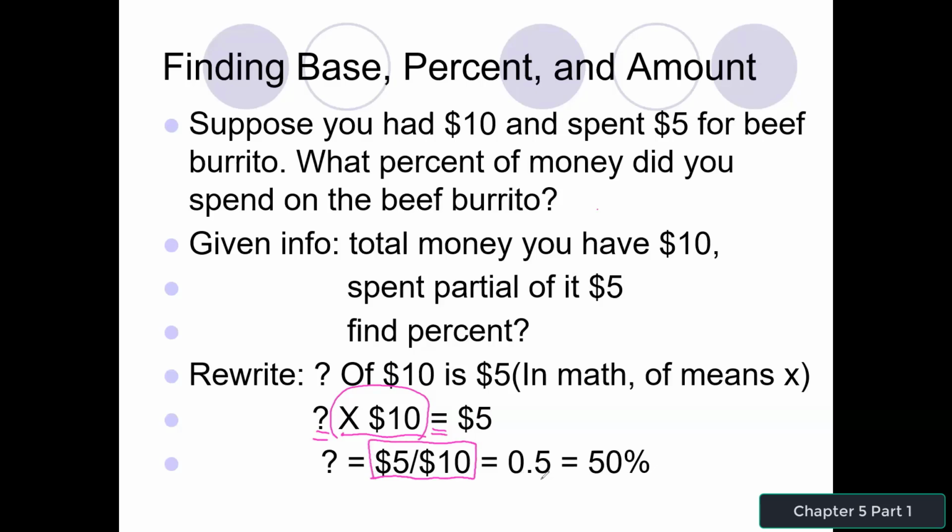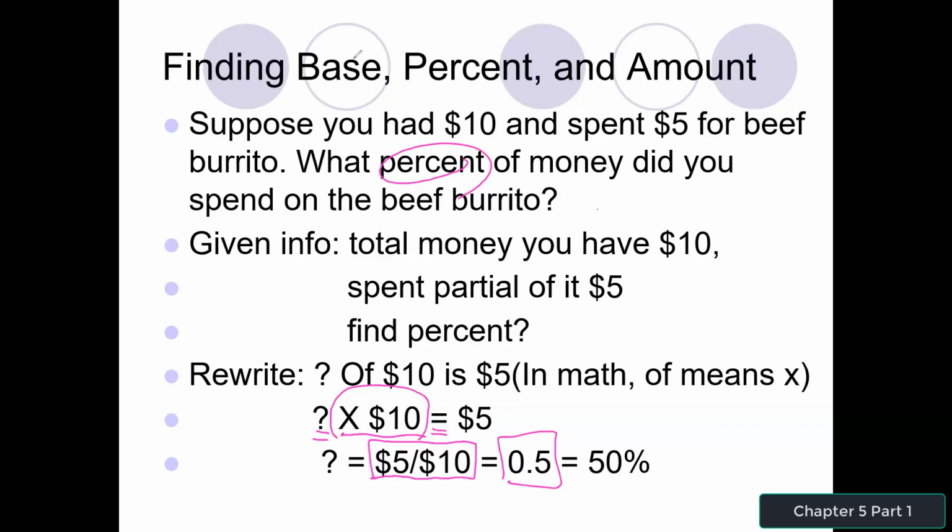0.5, okay? But remember, we are looking for percent, right? So 0.5 will need to be converted into a percent. So 0.5, changed to percent, will be 50%. So I have spent 50% of the total money I have, $10, on a breakfast burrito.